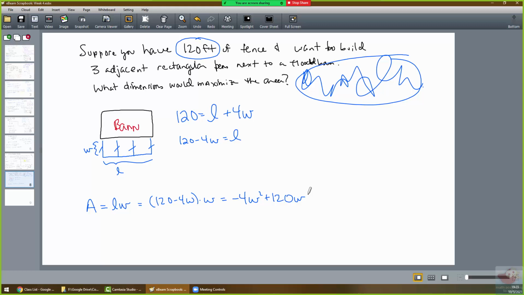Notice this is an ABC format. Comment 1. Comment 2, we're trying to maximize the area. If you are ever trying to maximize or minimize a quadratic function, that means where's the vertex? Since we're in ABC format and we're trying to find the vertex, that means we need negative b over 2a, f of negative b over 2a. Our b is 120. Our a is negative 4.